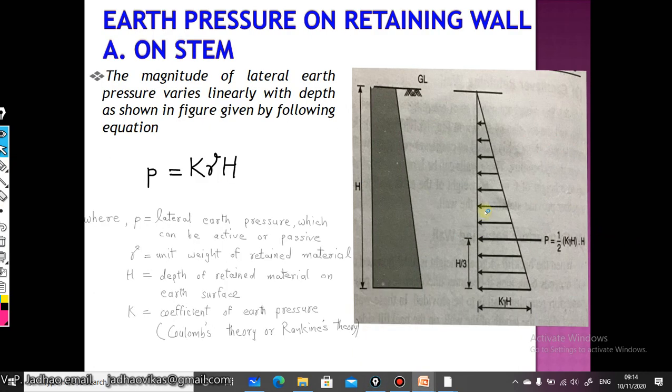Okay, a similar phenomenon is explained here. The active earth pressure will be Pa equal to Ka into gamma H. This was written wrong, so let us consider this as Pa. Where Pa is the active earth pressure, Ka is the coefficient of active earth pressure, gamma is the weight density, and H is the total height of your retaining wall.